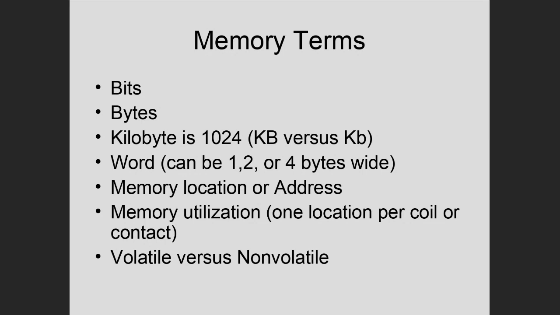I'm going to skip over the other two and go right to the bottom. This term volatile and non-volatile, that's important. It refers to memory. If I have memory that's non-volatile, then it'll retain whatever's in it, regardless of whether there's power or not. If it's volatile, when power is removed, whatever is in the memory is erased.